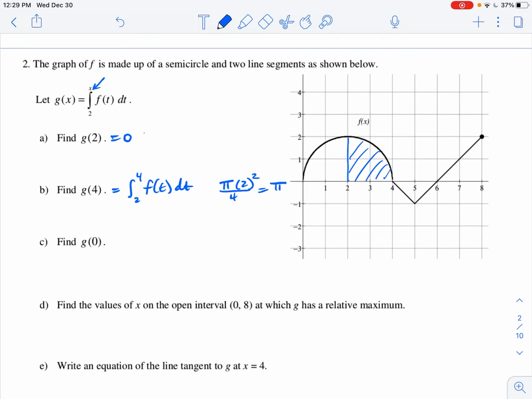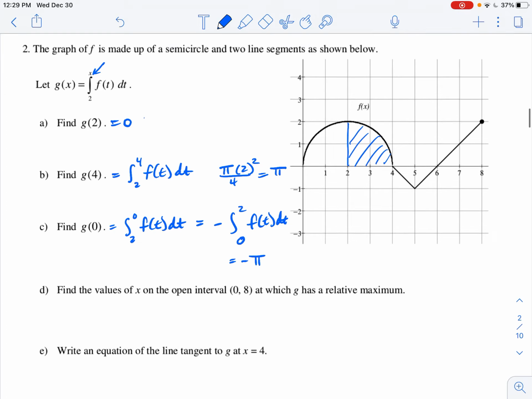And g of 0, well, that's the integral from 2 to 0 of f of t dt. All right, switch your boundaries. Whoops, 0 to 2. And from 0 to 2, it's just going to give us negative pi.